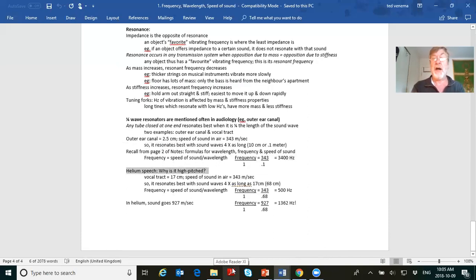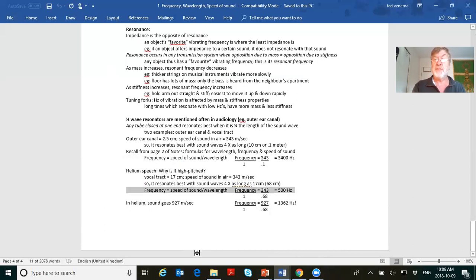And when you look at it, why is helium speech high-pitched? Well, your vocal tract, your throat, from your larynx to your lips is 17 centimeters. Speed of sound in air is 340 meters per second. So it's going to resonate best with sound waves 4 times as long. 4 times 17 is 68 centimeters.